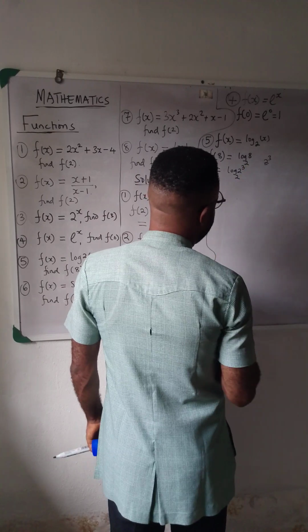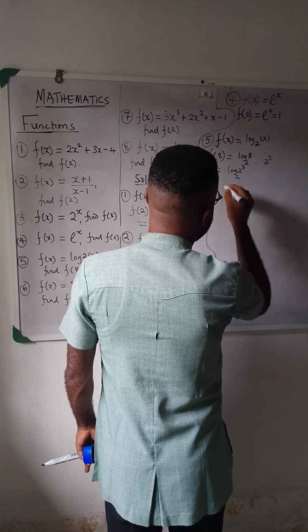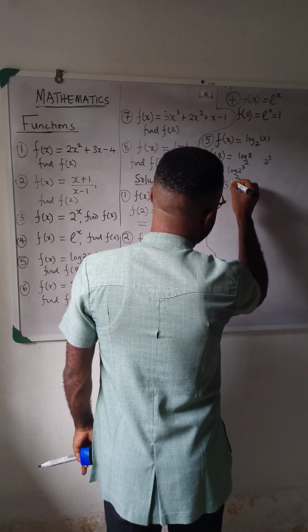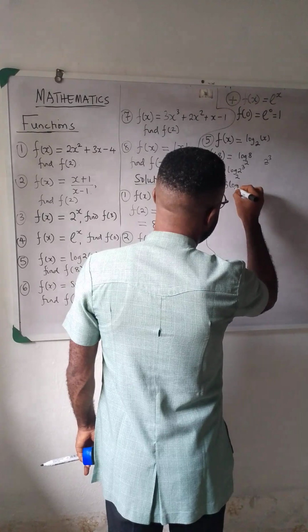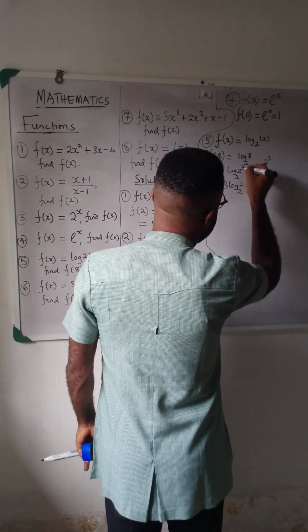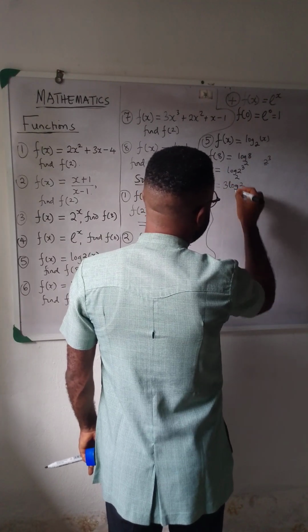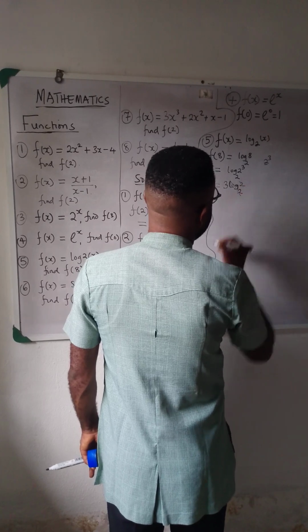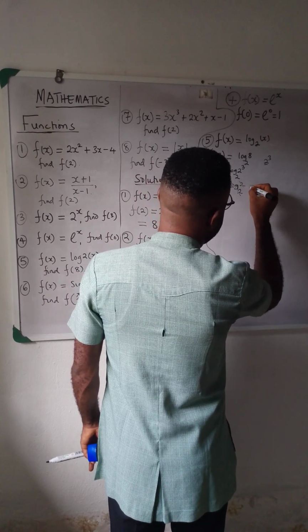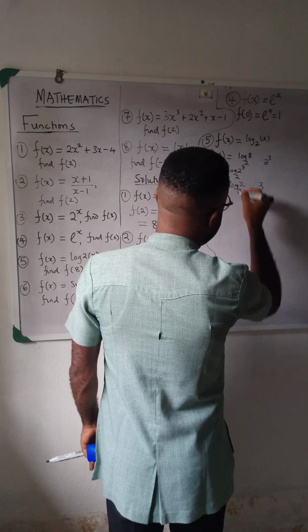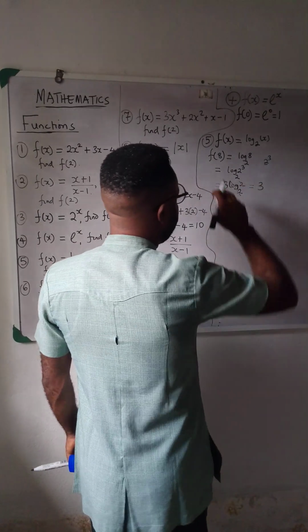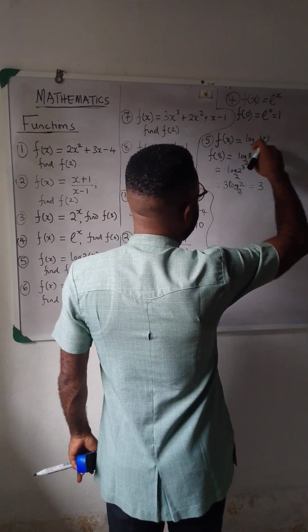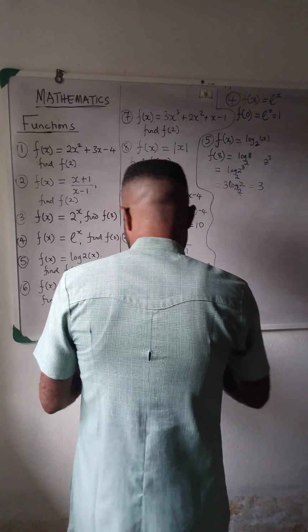And then from the law of logarithms, this power will come down in front, so that we now have 3 log base 2 of 2. Then log base 2 of 2 cancels out to 1, so what is remaining is 3. So f of 8 for log base 2 of x is equal to 3.